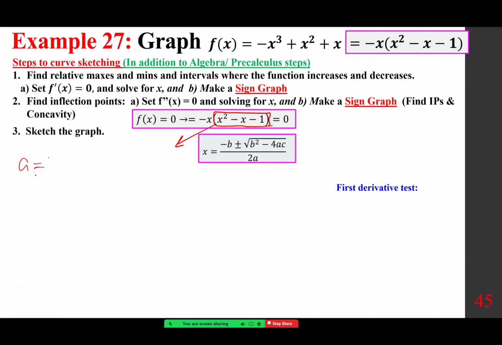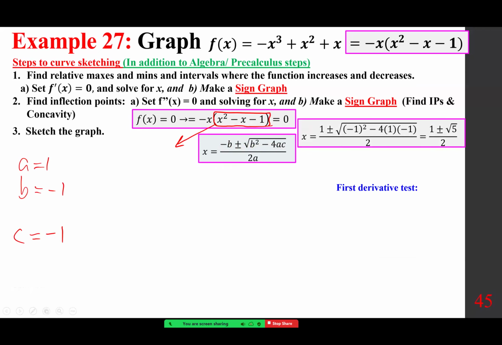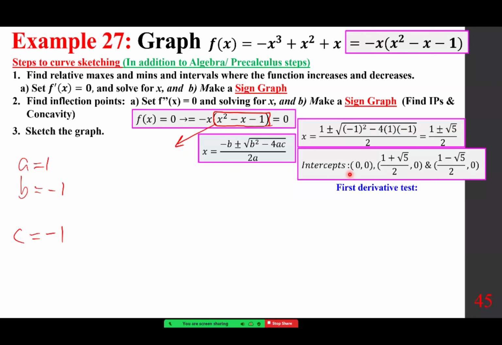a is 1, b is negative 1, c is negative 1, and we plug in to this formula: minus b, minus negative 1 makes it positive 1, plus or minus the square root of b squared, negative 1 quantity squared, minus 4 times a, which is 1, times c, which is negative 1, over 2 times a, which is 2 times 1. This is positive 1. This is positive 4. They add up to 5. Therefore, we have the following x-intercepts. This one is 0, so 0, 0. This one, 1 plus square root of 5 divided by 2, and 1 minus square root of 5 divided by 2, comma, 0 in both cases.